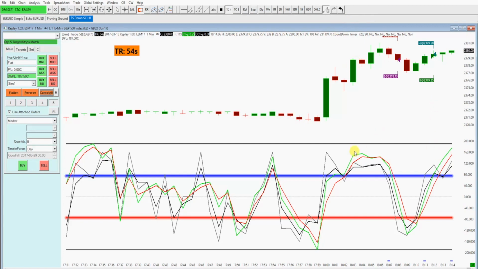So now we're overbought. We're looking for our double cross to the short side. If we can get that double cross, we'll take this third trade, and then we'll call it a day from there. You can see we've got our daily profit.